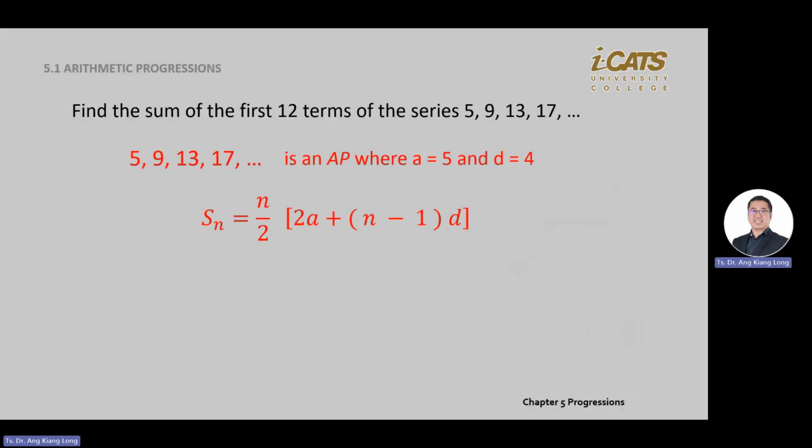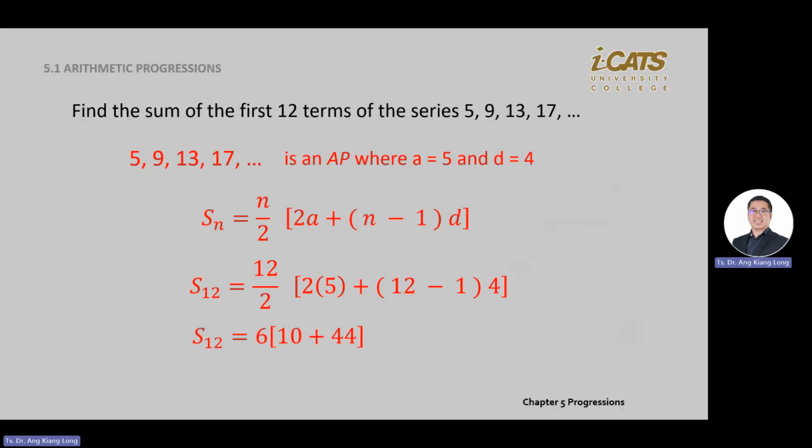So some of the mistakes that we've seen in the exam is you forget the 2 here. You write n divided by 2 bracket a plus (n minus 1)d. You will forget the 2 here. So don't miss out the 2. Okay, the rest is substitution. Remember, you need to show me the substitution.